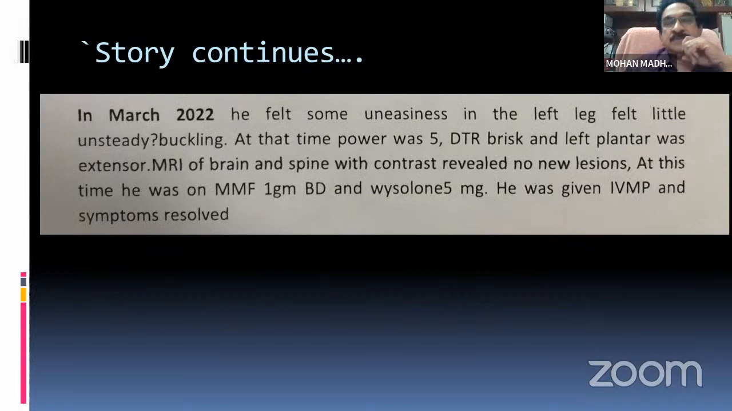In March 2022, this year, the patient was on mycophenolate and prednisolone 10 mg and 5 mg on alternate days. In March 2022, while on the same medication, he felt some unsteadiness in the left leg and some feeling of buckling on the left side. At that time, power was 5, DTR brisk, left plantar was extensor. MRI brain and spine with contrast revealed no new lesions. At this time, he was on mycophenolate 1 gram BD and prednisolone 5 milligram. He was given IVMP and symptoms resolved.